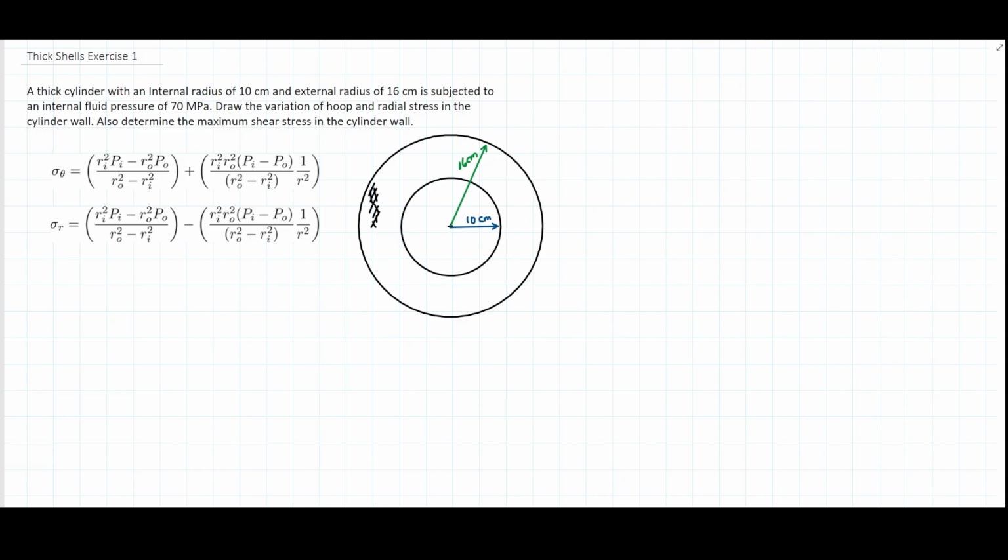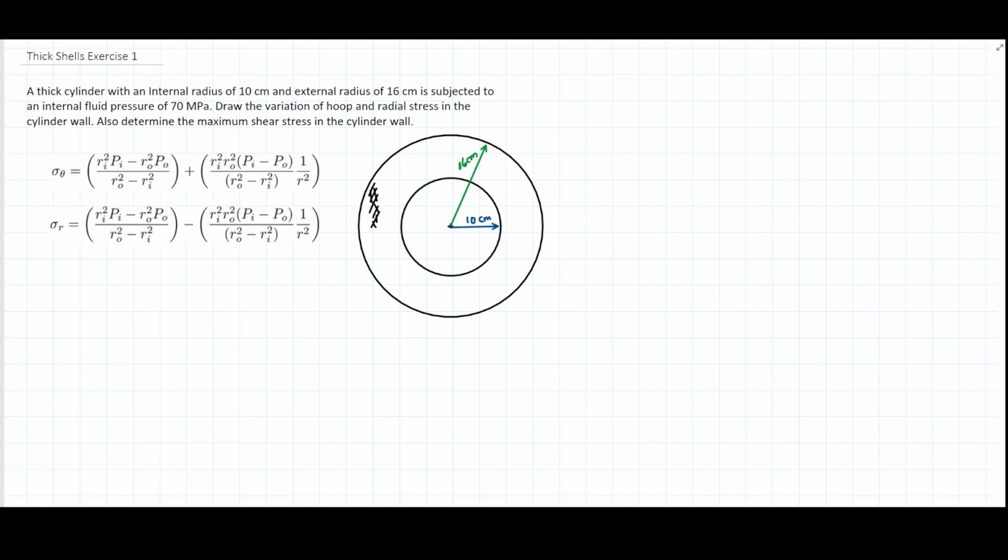So it says that a thick cylinder with an internal radius of 10 centimeters and external radius of 16 centimeters is subjected to an internal fluid pressure of 70 megapascals. They're asking us then to draw the variation of hoop and radial stress in the cylinder wall. Also determine the maximum shear stress in the cylinder wall.